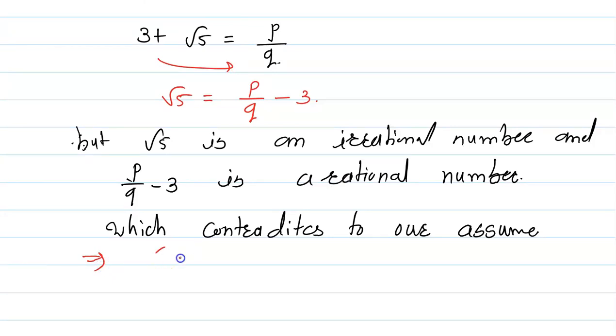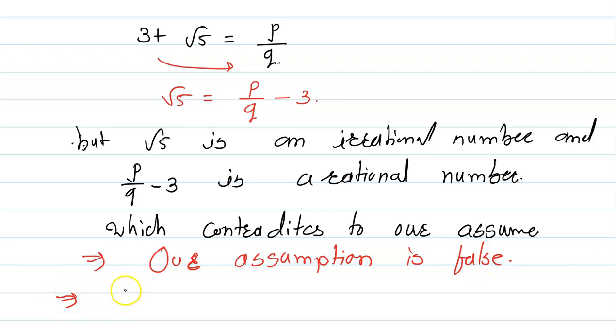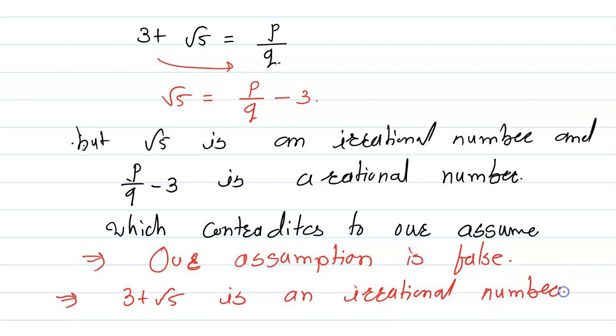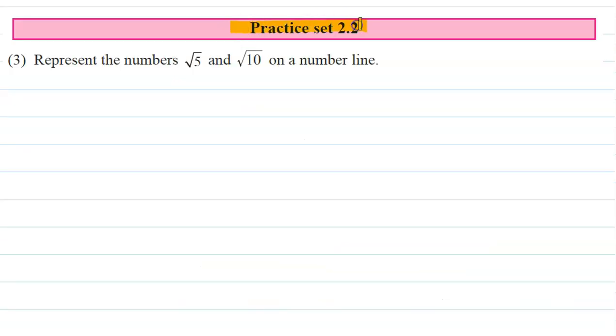So our assumption is false. Once it is false, what truth statement are we having? That implies 3 plus root of 5 is an irrational number. So hence we have our proof. Now we have practice set 2.2.